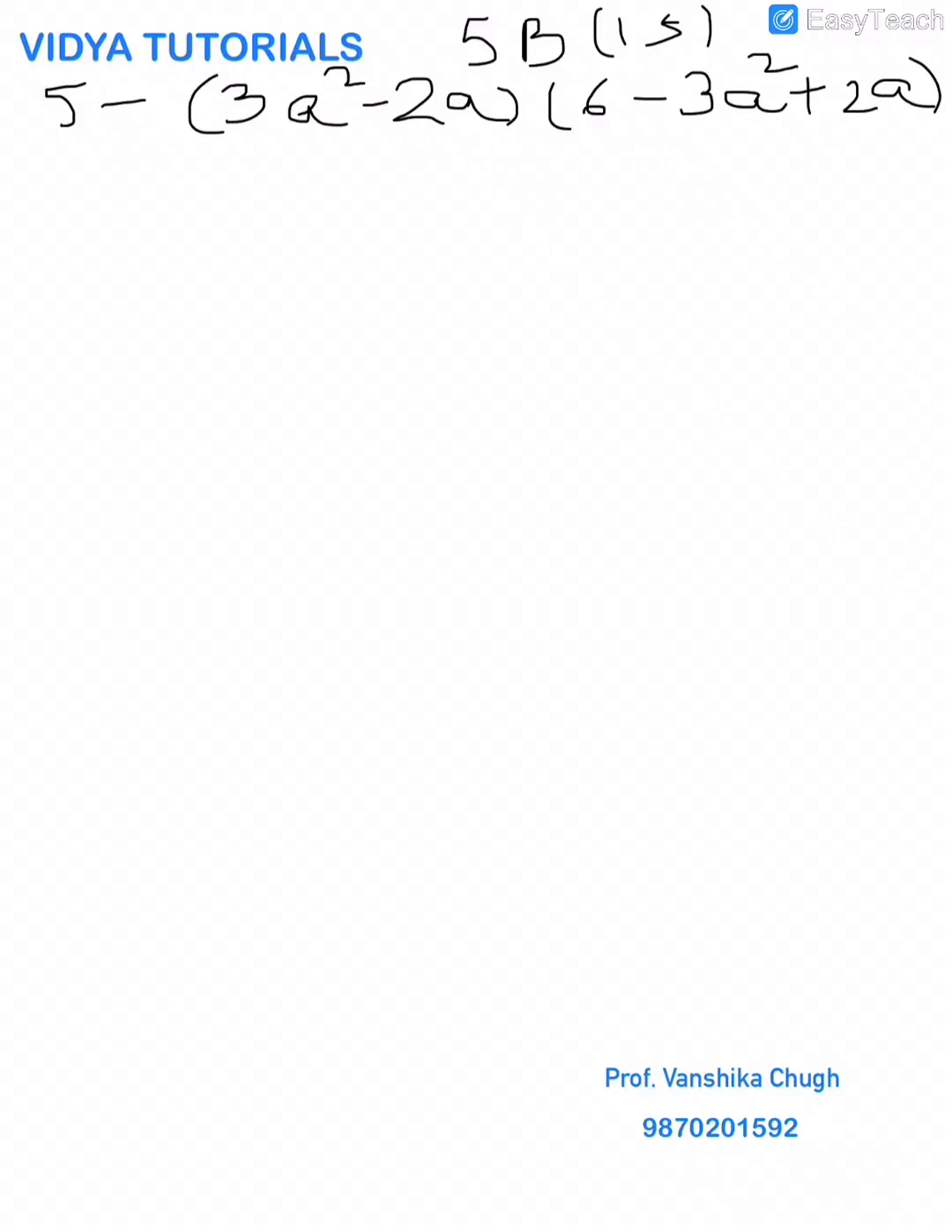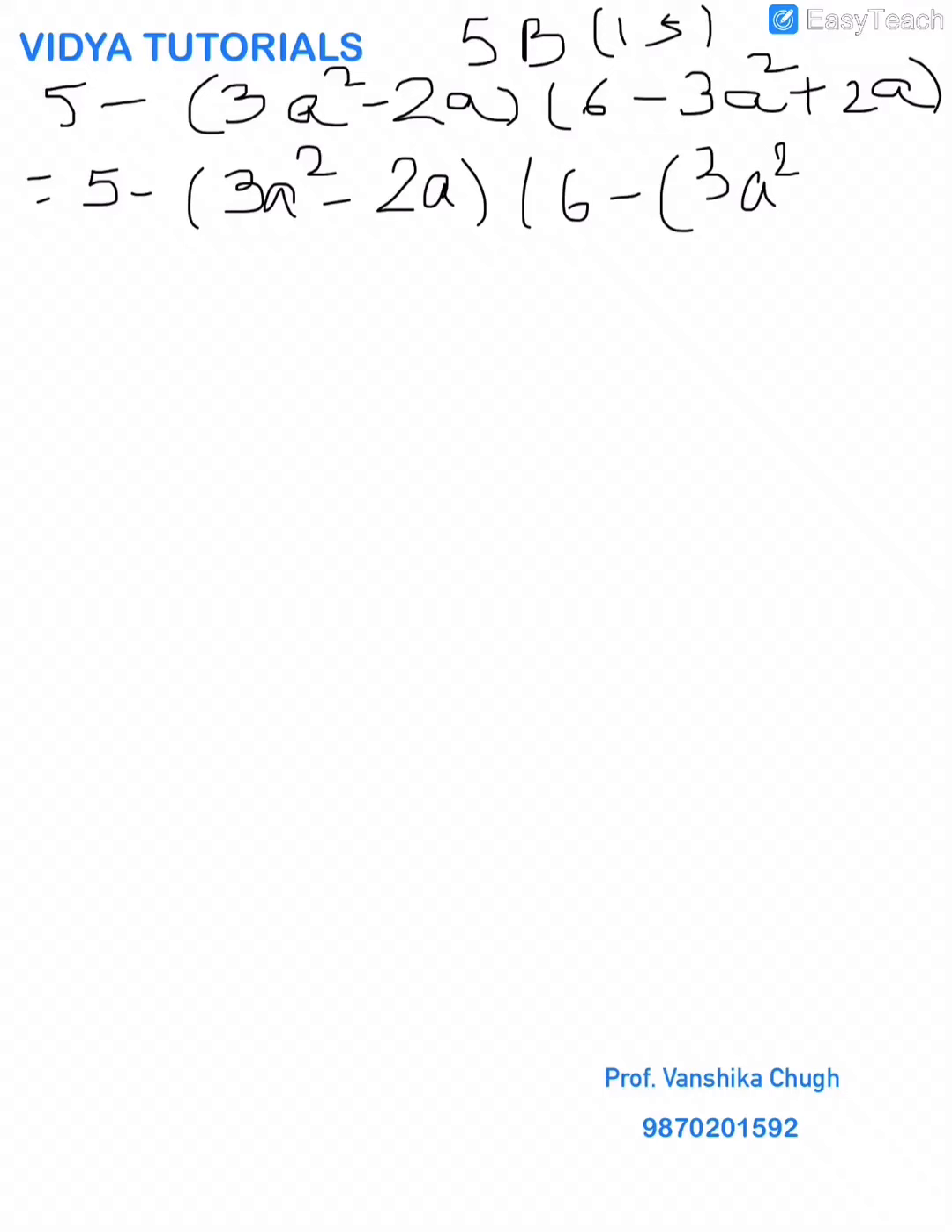There is a sign difference, so I shall remove minus sign common. So it will become 5 minus 3a square minus 2a, and here I get 6 minus 3a square. Please be careful of the sign, minus 2a.